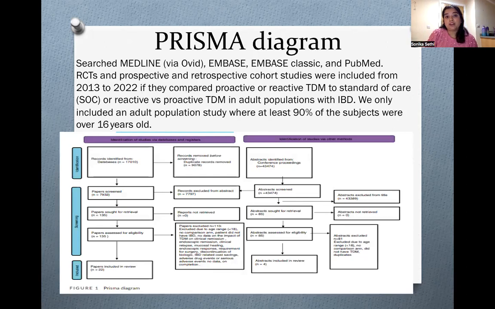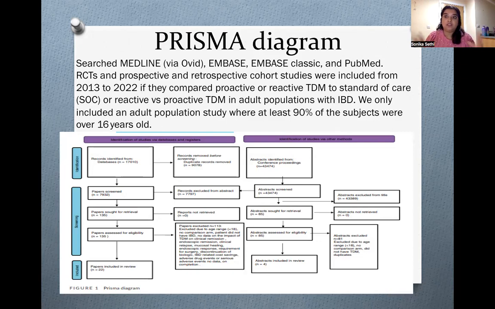In our PRISMA diagram, we searched various databases, including Medline, Embase, and PubMed, and we included not just randomized controlled trials, but prospective and retrospective cohort studies. We focused on an adult population, where we only included studies in which at least 90% of subjects were over 16 years old.